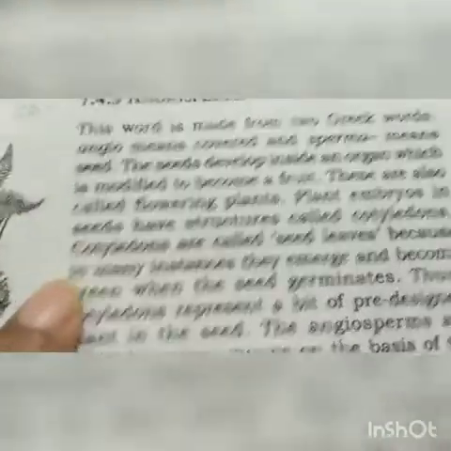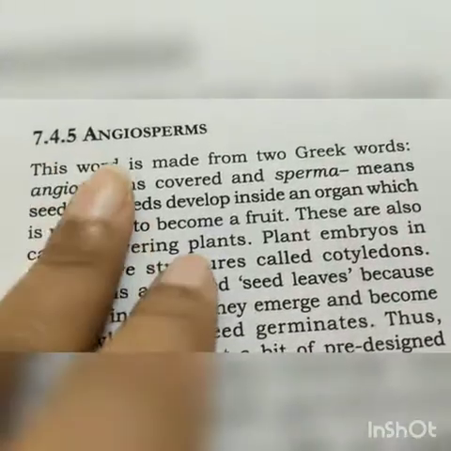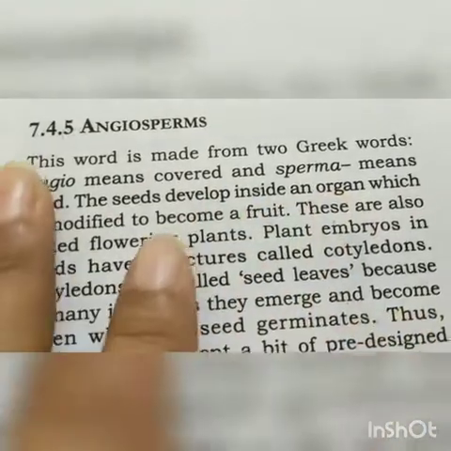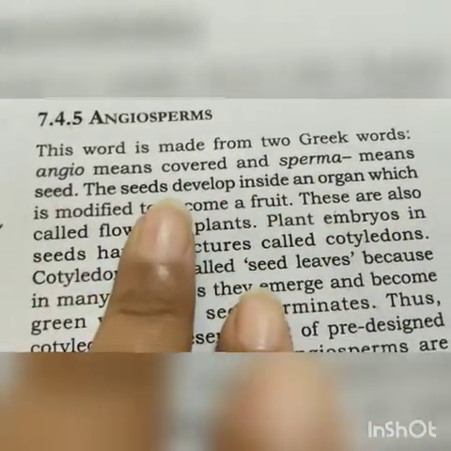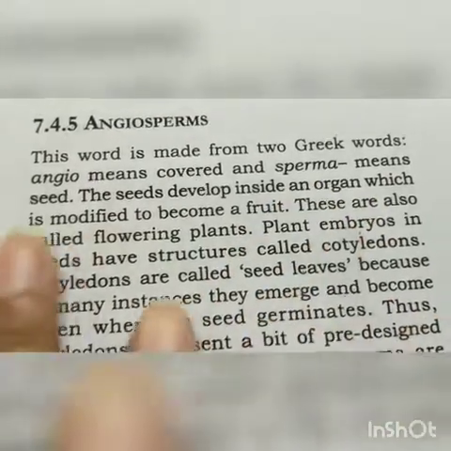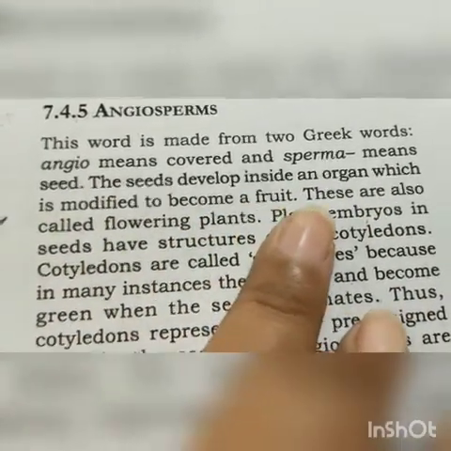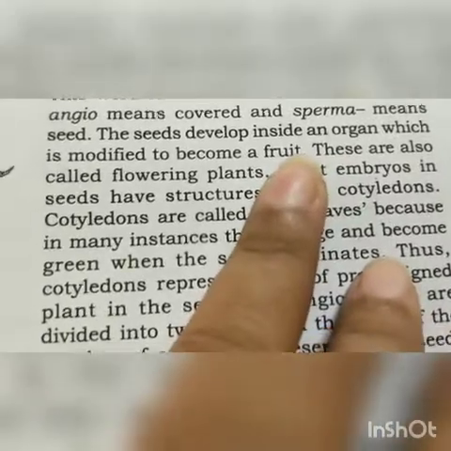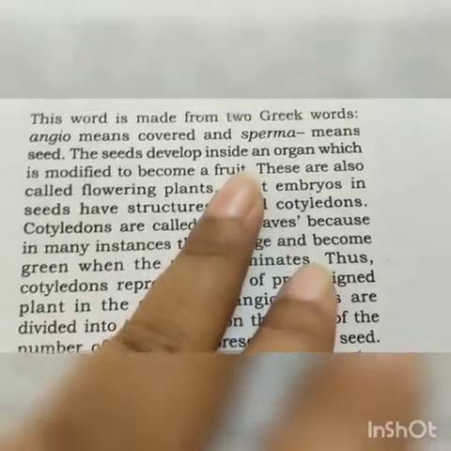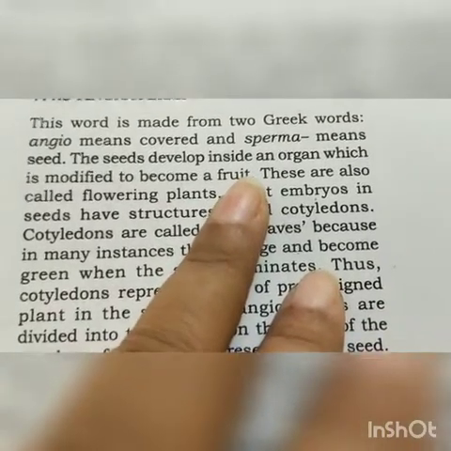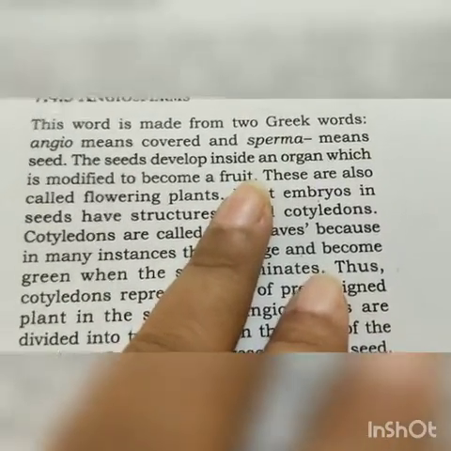Angiosperm. This word is made from two Greek words. Angios means covered and sperm means seeds. The seeds develop inside an organ which is modified to become a fruit. So in the angiosperm, what will happen? The seeds are inside a fruit. Okay, that's why they are called the angiosperm. Angios means covered and sperm means seed.